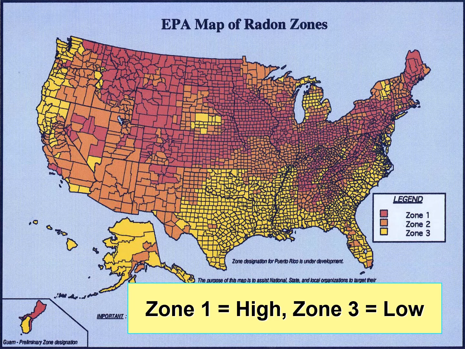Anything that's colored yellow is zone 3, so that means it's low. Low levels of uranium-238 are found in that area.